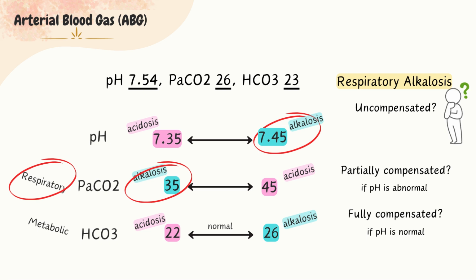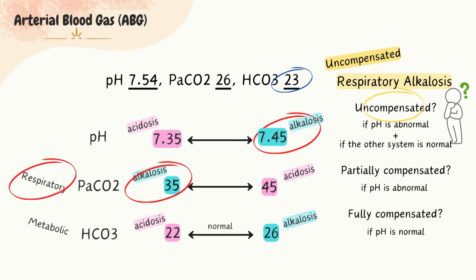So how can you tell if it is uncompensated? It would be uncompensated if the pH was abnormal plus the other system that is supposed to compensate was within the normal range. As in this example of respiratory alkalosis, the HCO3 is 23, which is within the normal range. If the body is trying to compensate, the kidneys will try to excrete more bicarb and retain acids. The bicarb would have been less than 22. Although we can see that it is going toward that direction, it is still within the normal range of 22 to 26. So for exam purposes, we will call this uncompensated respiratory alkalosis.